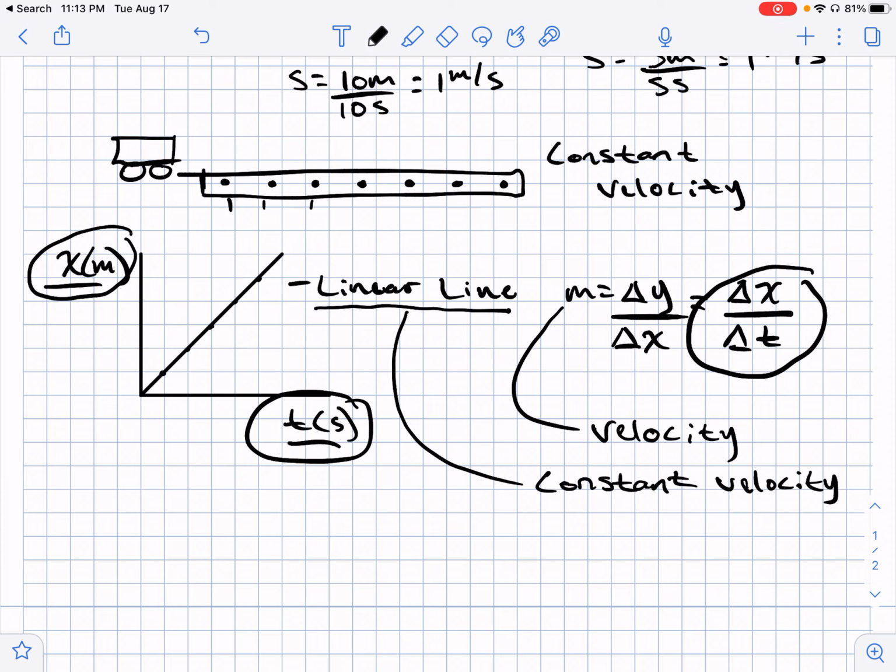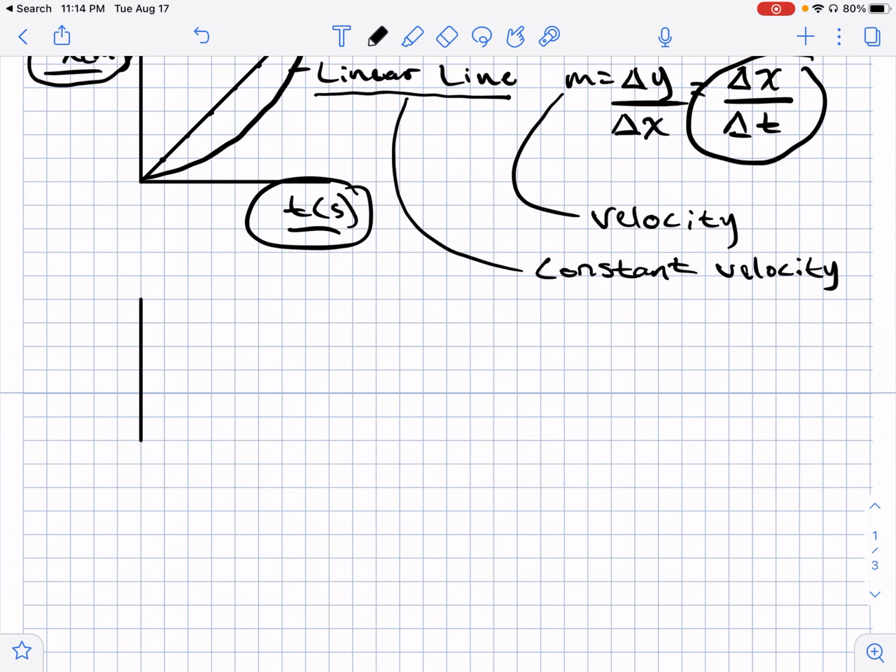Now, sometimes, and we'll get into this a little later in the year, you won't have a linear line. Okay, you might have a line that curves. And when a line is curved, that is a nonlinear line. And a nonlinear line means that your slope is changing. Okay, so that would mean that my velocity is changing if we're talking about a position time graph. Okay, but we'll get into that a little later and we'll get in more depth with that. For now, we just need to know that a linear line means a constant velocity when we have a position time graph.